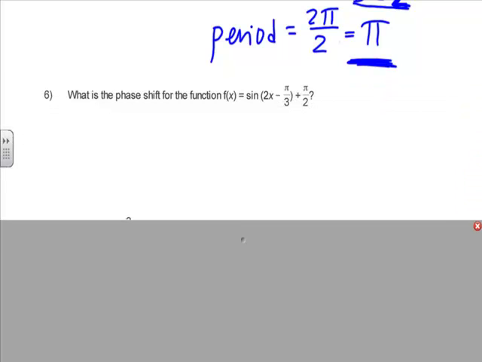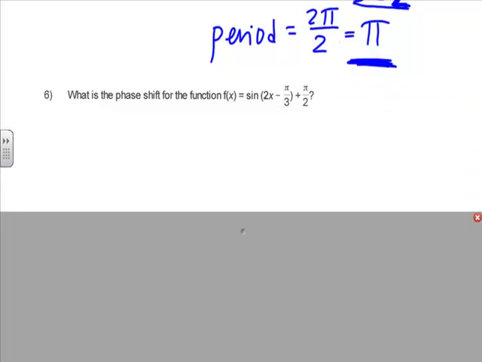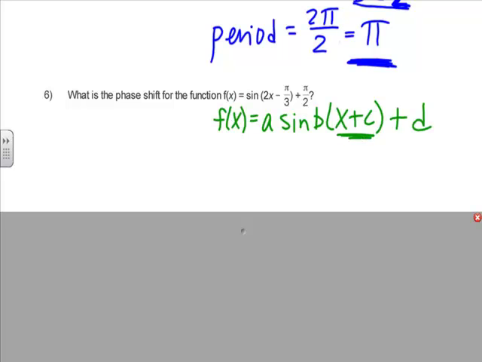Okay, number 6, phase shift. And this has a nice little twist that I think is important to understand. I'm going to go back to sort of our standard form. So our standard form is f of x equals a sine b x plus c plus d. So notice that the phase shift, which is over here, is sitting in parentheses with an x. So when you look at this one right here, it is not sitting there with an x. There's a 2 in front of it.